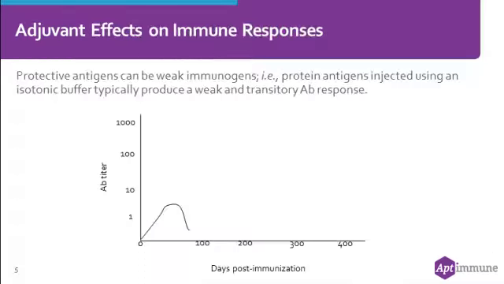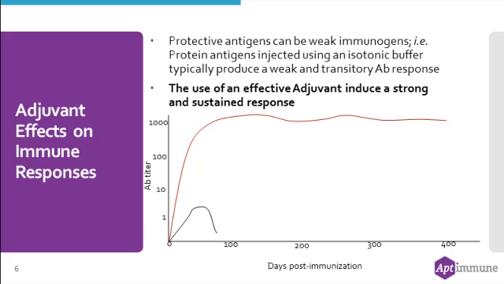So this is the antibody titer that you will obtain when you give an antigen. You will see that over time, the antibody titer goes up and then decreases, around 100 days post-immunization. However, if you do it in the presence of an adjuvant, you will see that first you can produce a bigger titer of antibodies, and it is maintained over time.